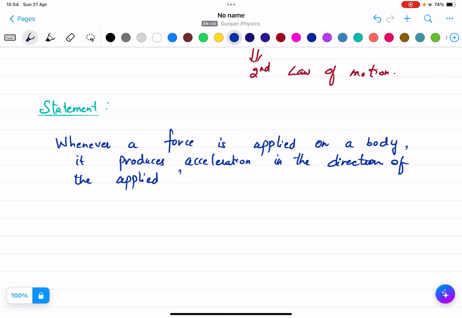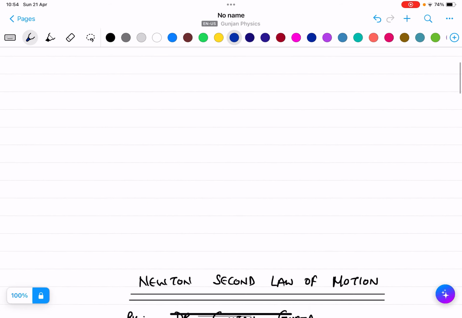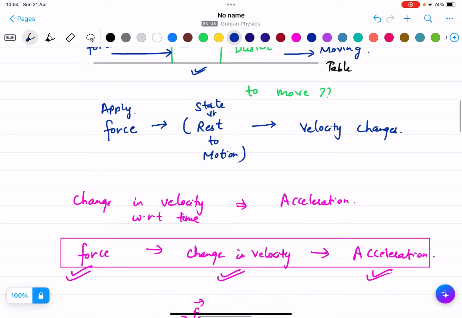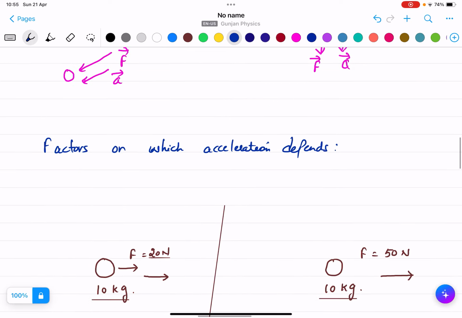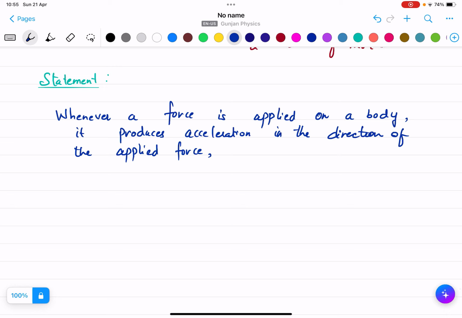So there is no need to just cram this statement. Just understand. The first part I explained: if I am applying a force on the duster, it is producing acceleration. So I have written, whenever a force is applied on a body, it produces acceleration in the direction of force. Whatever will be the direction of force, the direction of acceleration will be the same, right? So this is the first part of the statement.